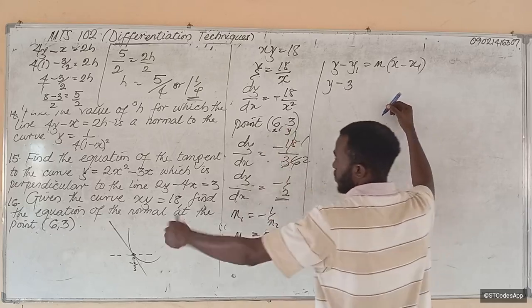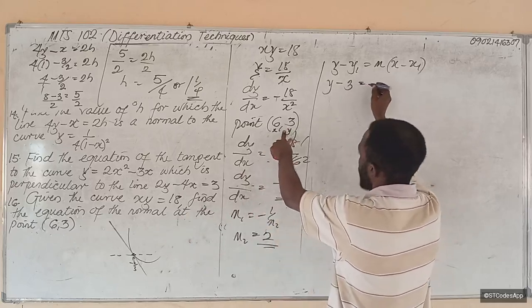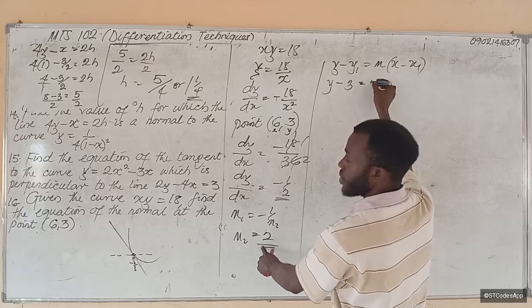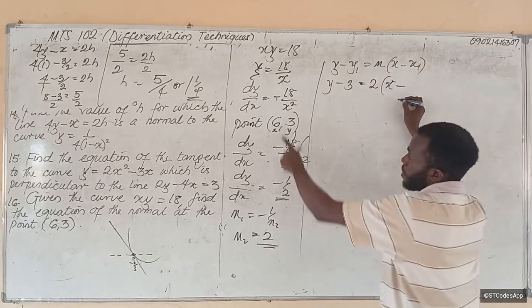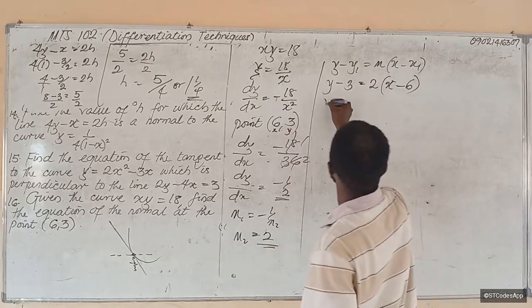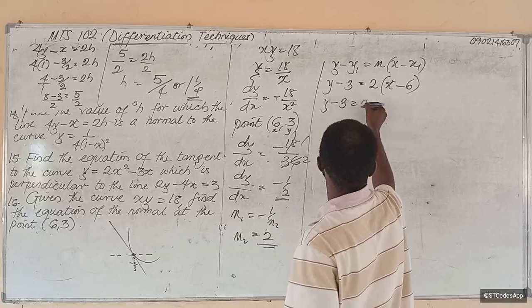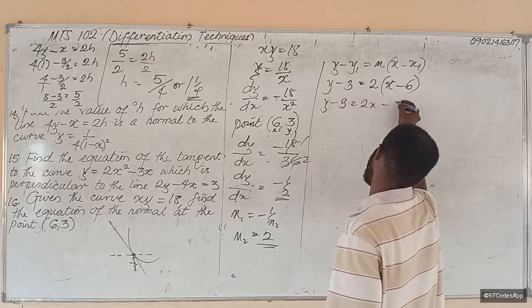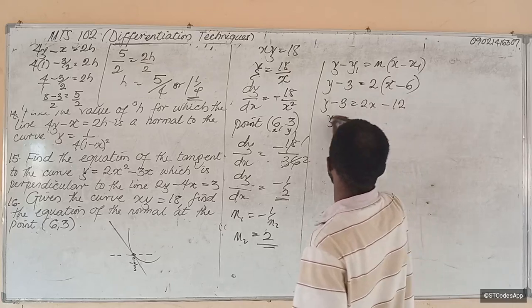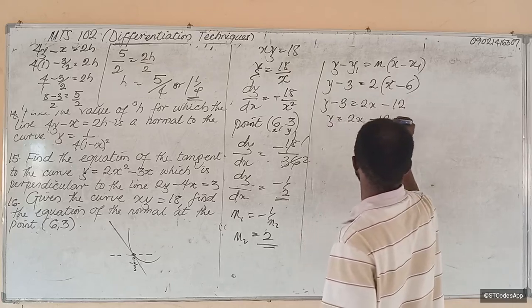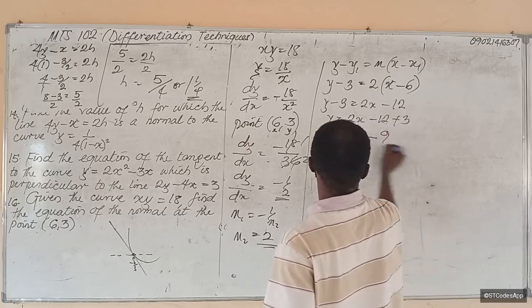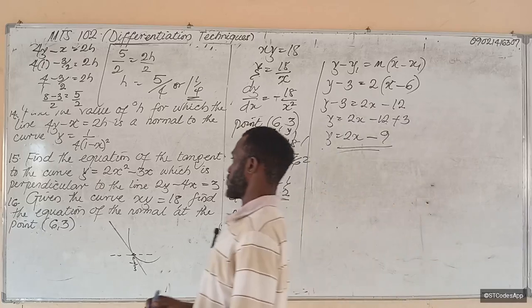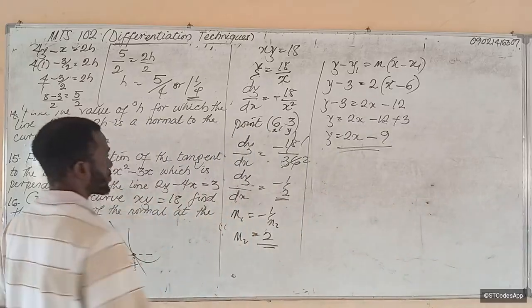Yes, the second one is y. Yes, 3. Equal to m, which is 2, into bracket x minus x1, 6. So we have y minus 3 equal to 2 into bracket x minus 6, which is 2x minus 12. So y equals 2x minus 12 plus 3. So that y will be equal to 2x minus 9. And that will be the equation of the normal.